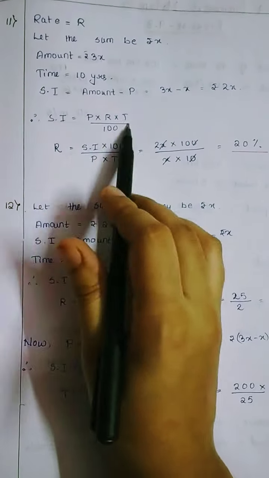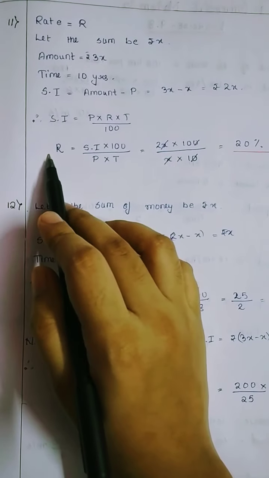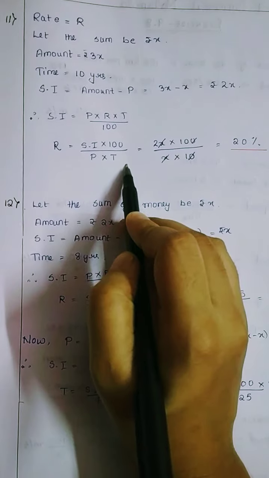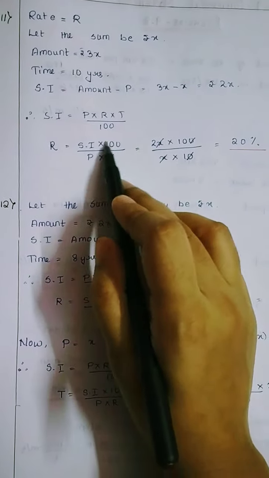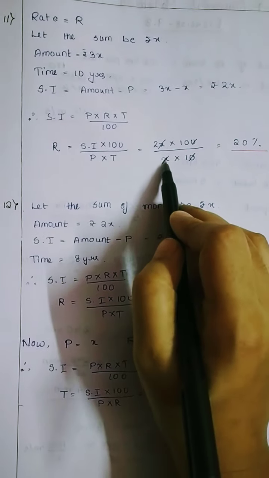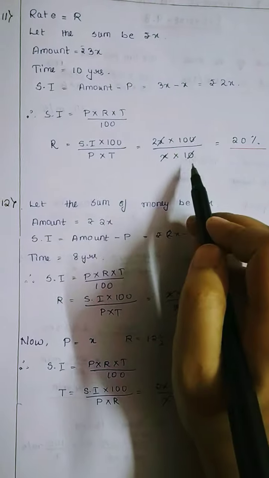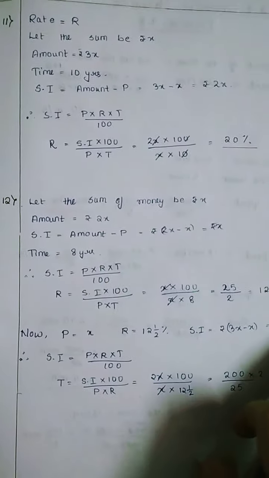Now we again write the formula of simple interest, that is P into R into T by 100. Now R is equal to, from the formula, simple interest multiply 100 divided by P into T. After that put all the values. So simple interest is 2x, 100, then principal is x and time is 10 years. After this solve it out, x and x will cut each other, 0 will cut, 2 into 10 is 20. So the rate was 20%.